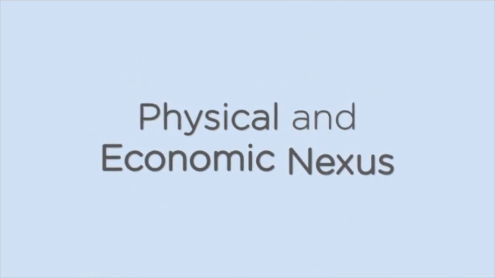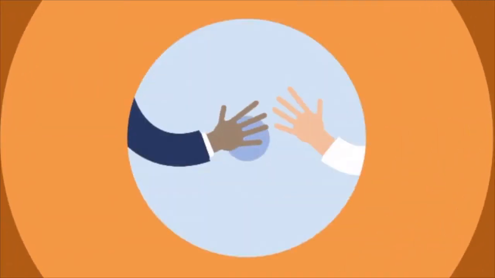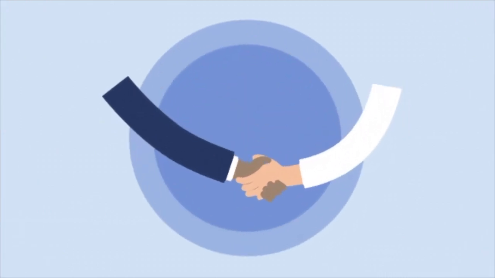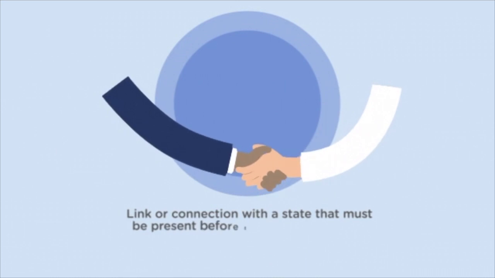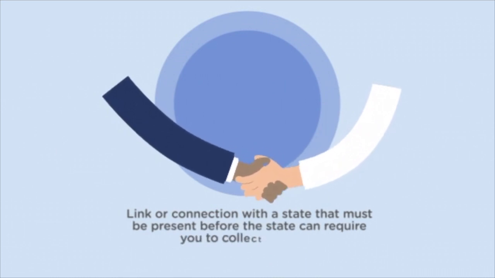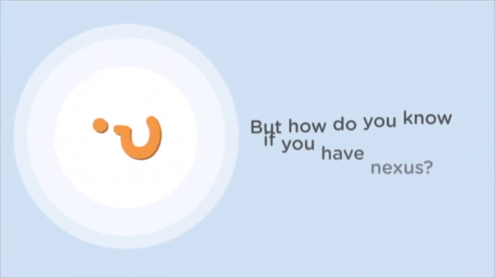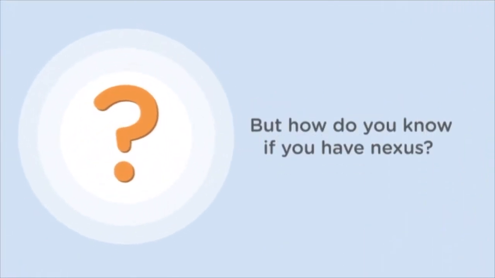In the United States, sales tax exposure generally begins with nexus. Nexus is simply a link or connection with a state that must be present before the state can require you to collect its taxes. So basically, if you have nexus with a state, you may be required to collect sales tax in that state, dependent on other factors. But how do you know if you have nexus?